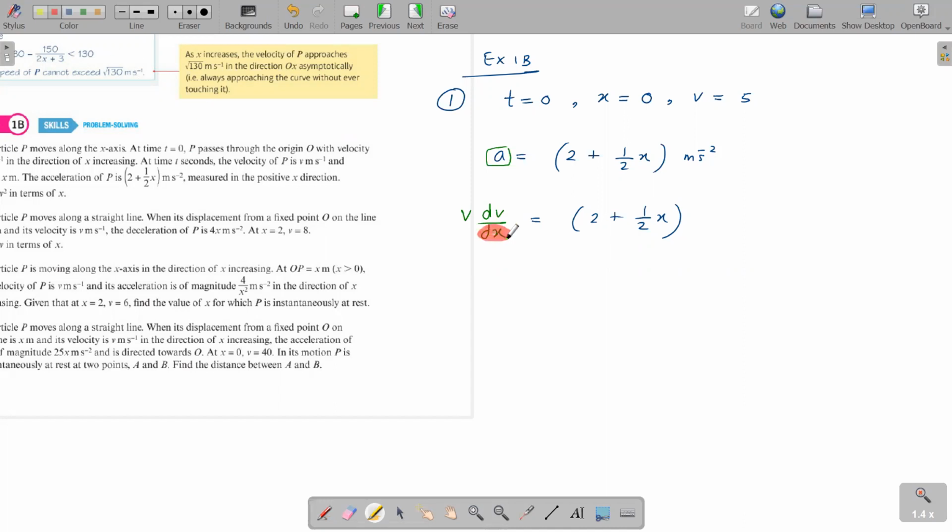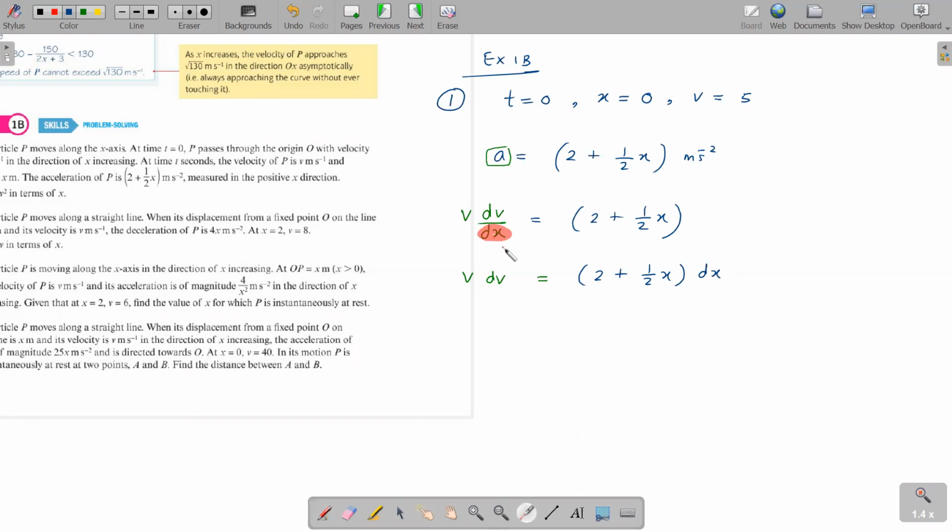We'll take the dx to the side with the x term. So you can see the right side is the side where you have the x terms, right? So let's remove the dx to the other side. What do I get here? V times V times dv. V times dv equals, on the other side I get 2 plus half x into the dx comes here.